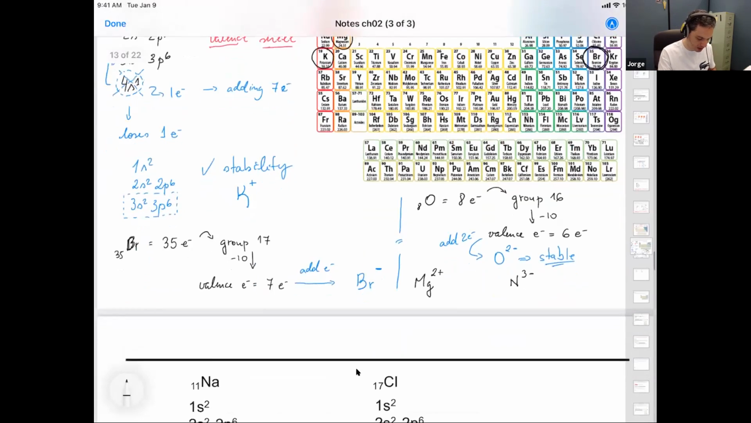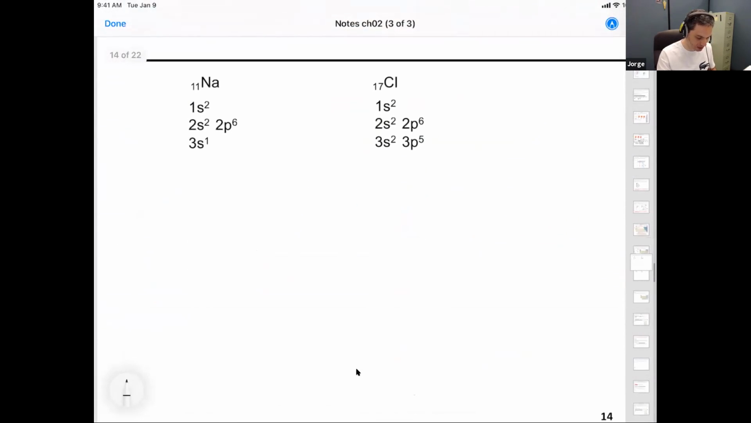And that's going to be the next thing that we are going to do on Wednesday. So we are going to look at 2 elements, sodium and chlorine. Let's figure out if they need to gain or lose electrons, and let's see if they are compatible, if they can get together and form something stable.